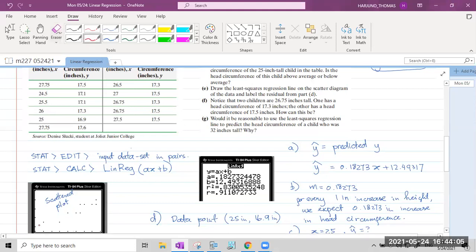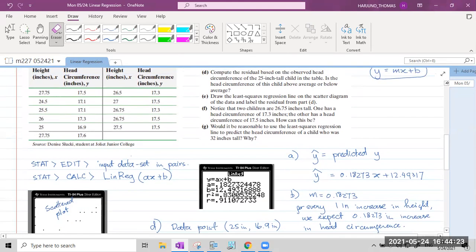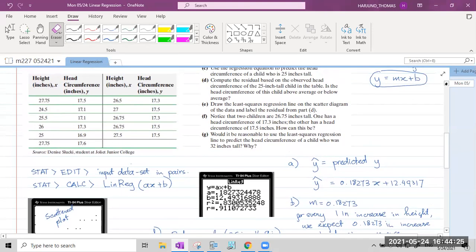The scatter plot is actually the first thing we're supposed to do, and we should be able to see, hey, the taller the child, the head circumference seems to be increasing. Then we start doing the linear regression. That's what we're supposed to do. The scatter plot is supposed to be done first, but that's something we will do much later, and I don't have time to do that. That's for part E, draw the least squares regression line on the scatter diagram.